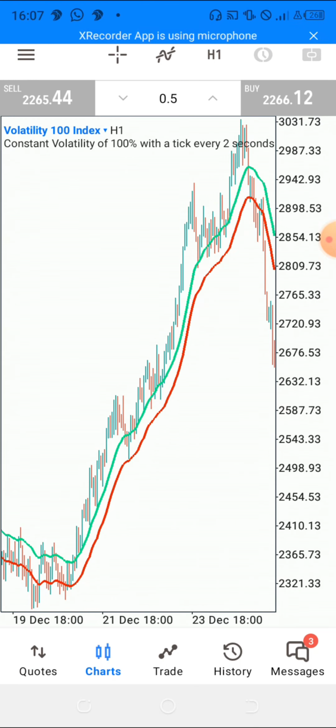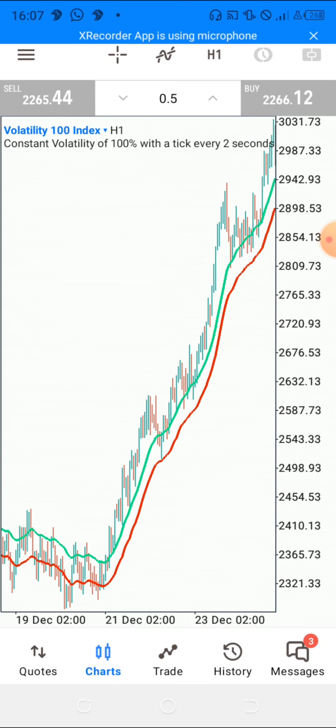So if you come back to our chart, we have these two lines that are moving on our chart. Basically those are the indicators that we're going to make use of. This strategy is very easy to use, and it's very, very profitable. So how are we going to make use of this strategy?